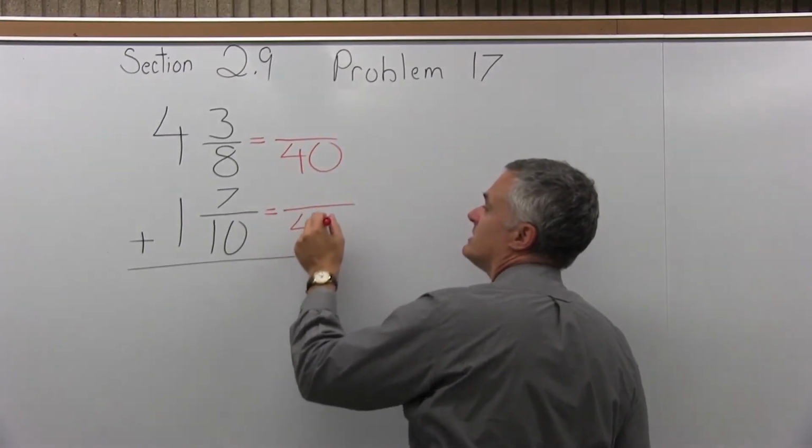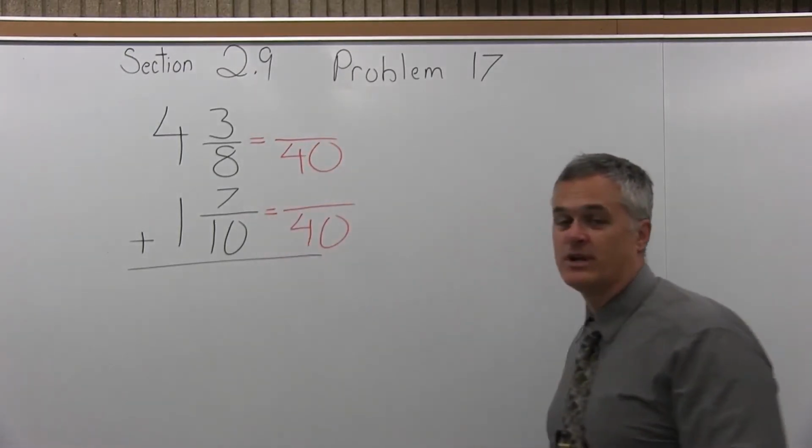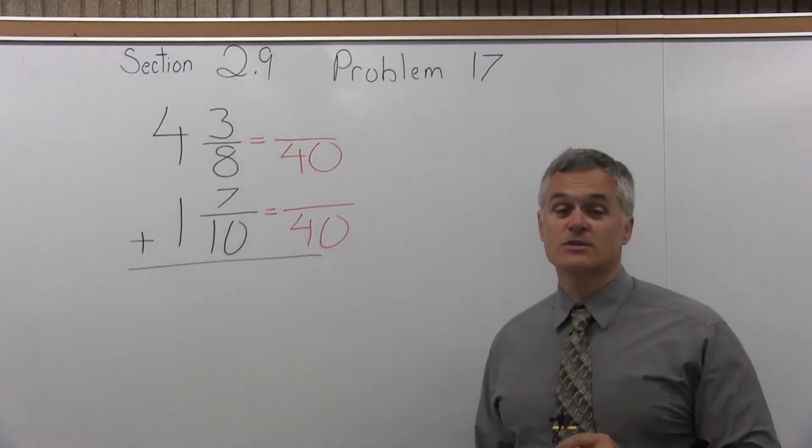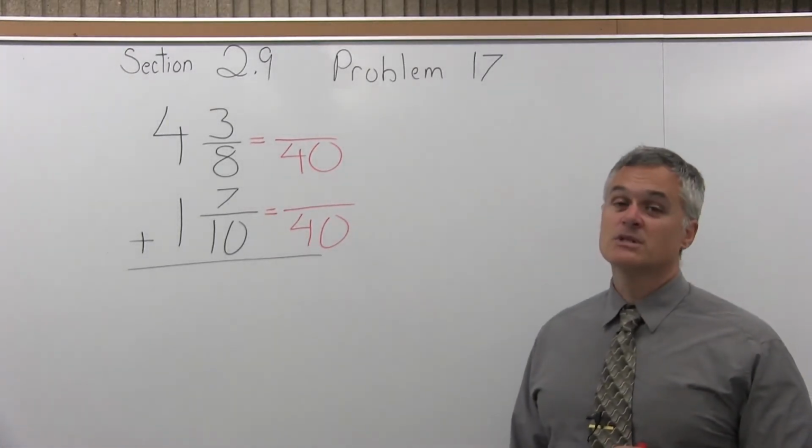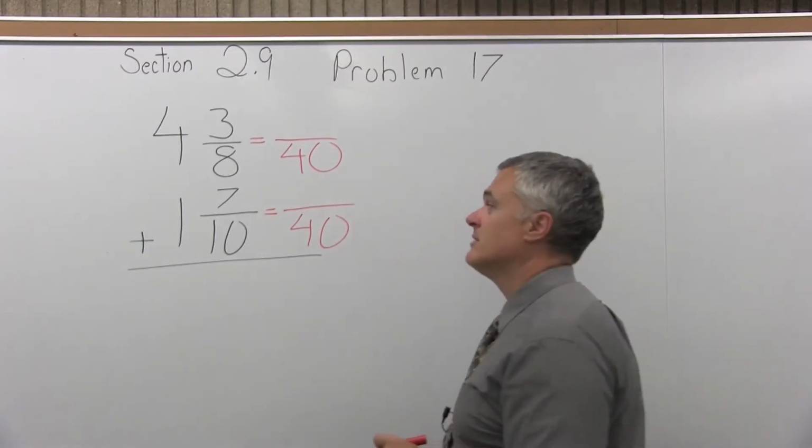If you don't notice that both denominators divide into 40 evenly, you can find the answer with 80 and you'll get the right answer. You'd have to reduce it at the end. But if you notice that 40 works, that's better.